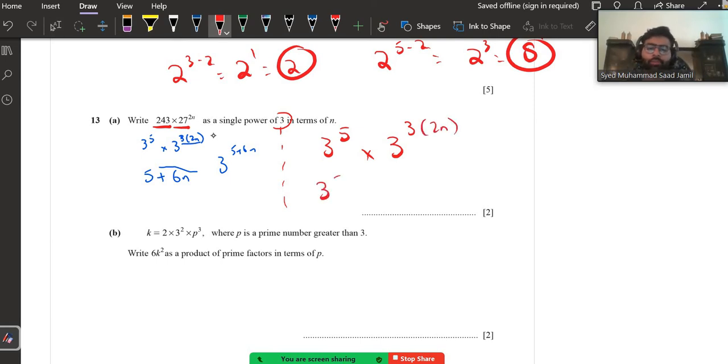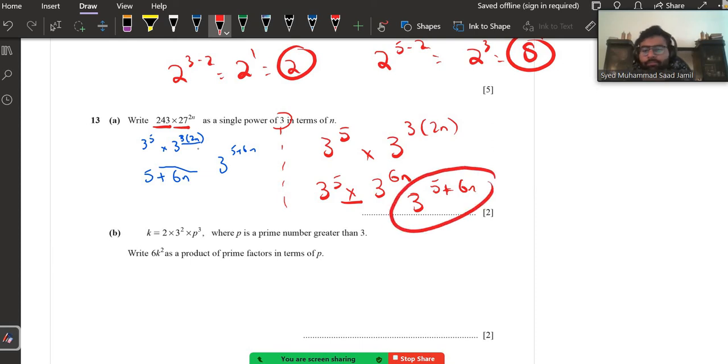So this turns out to be 3 raised to power 5 multiplied by 3 raised to power 3 times 2n, that is 3 2s are 6, so 6n. Since this is multiplication, you will add the powers. And this is your final answer.